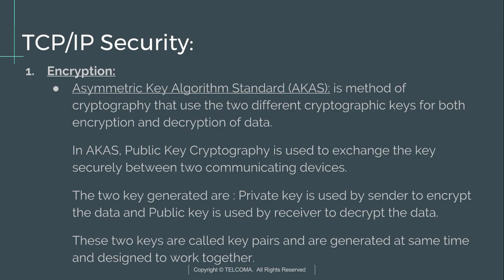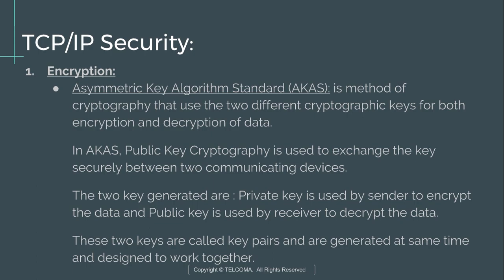AKA stands for asymmetric key algorithm standard. It is a method of cryptography that uses two different cryptographic keys for encryption and decryption of data. So in AKA, public key cryptography is used to exchange the key securely between two communicating devices. The two keys generated are the private key and the public key.